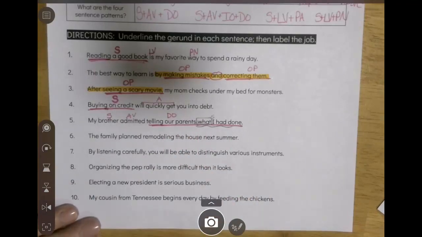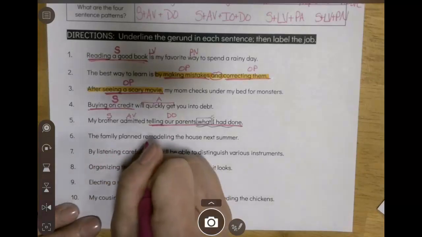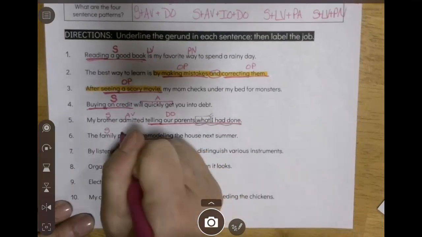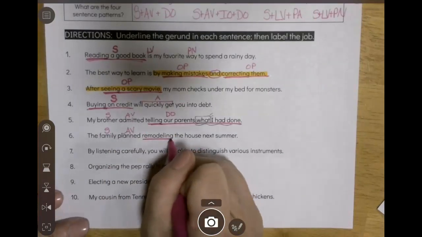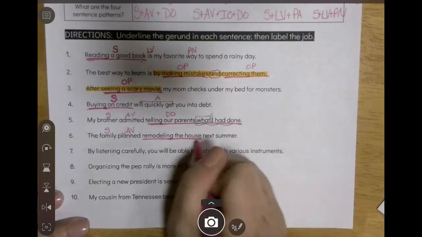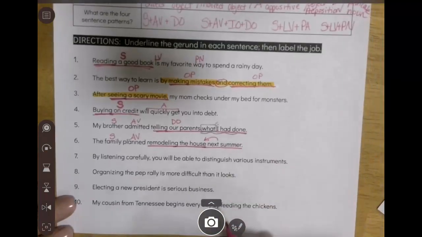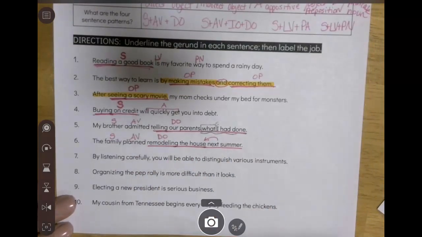My family planned remodeling the house next summer. My family planned remodeling. So there's my gerund. Family is the subject. Action verb is planned. Planned what? Planned remodeling the house. And remodeling the house, when are they going to remodel it? Next summer. So this describes when they're going to remodel the house. So it's included as part of the direct object, as part of the gerund phrase. That's acting like a direct object.